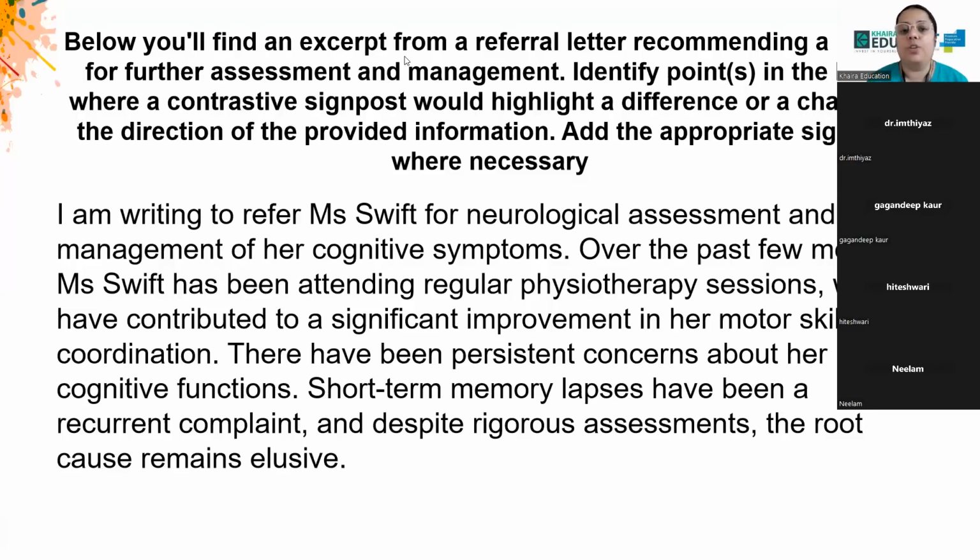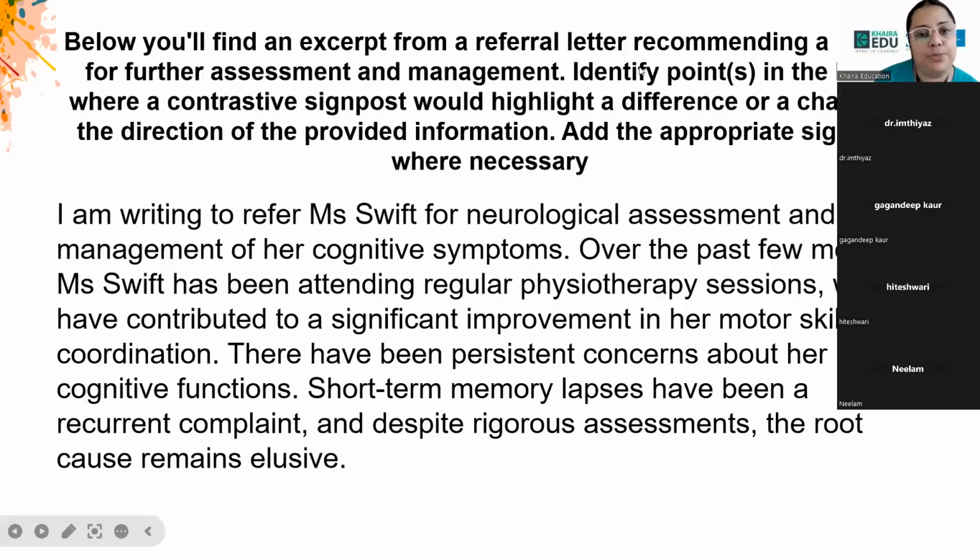Now, in the chat box, you can all put the signpost that you want to use. So over the past few months, Miss Swift has been attending regular physiotherapy sessions, which have contributed to a significant improvement in her motor skills and coordination. And you need to put a signpost here. There have been persistent concerns about her cognitive functions.